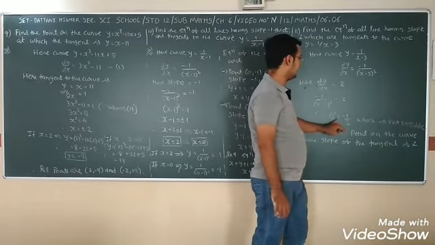So if it is not possible, there is no point on the curve where the slope of the tangent is 2. So we did not find any equation because we do not get any point here. So we are not able to find the equation.